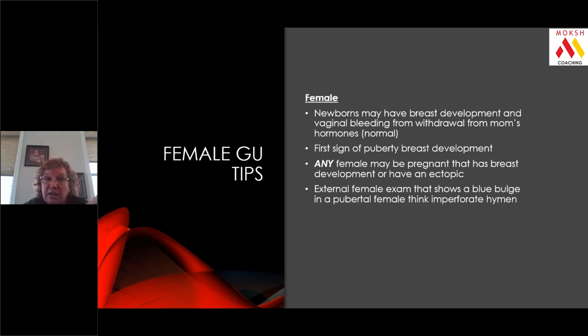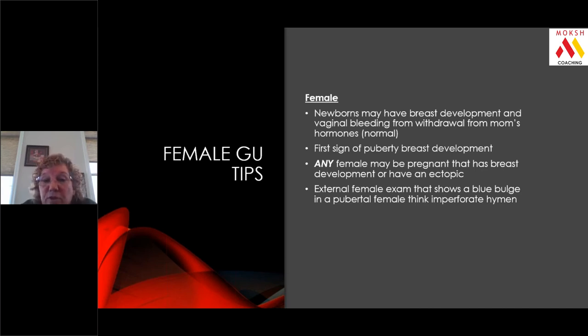The minute the cord's cut, they come out, the hormones withdraw. So they basically get hormone withdrawal. And so they can have vaginal bleeding, that's normal. They have the breast bud development. The other thing to remember is the first sign of puberty for girls is going to be breast development. And also I want you to think anytime they give you a story, if the child has any breast bud development, they can be pregnant.